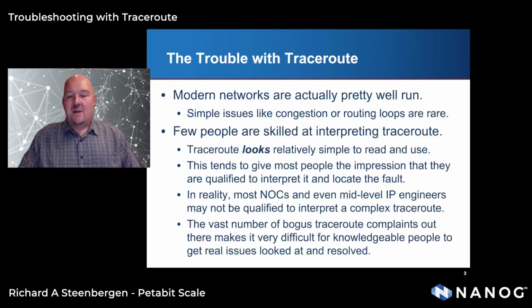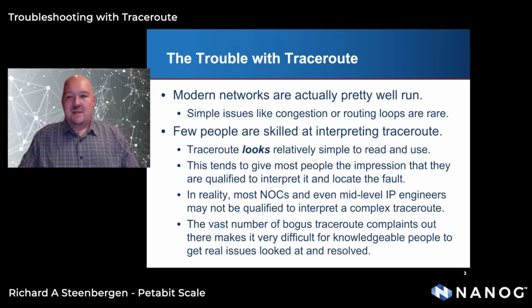Well, why is that? Modern networks are actually pretty well run. So the simple issues, routing loops, congestion, things that we used to see a lot in the past that were really easy to diagnose, those are pretty rare these days. So there's really few people that are skilled at interpreting Traceroute out there. And I know it looks really simple and easy to use, and it tends to give most people the impression that they're qualified to interpret it and locate the fault. But in reality, most NOCs, and in my experience, even most junior to mid-level IP engineers, aren't actually qualified to interpret a complex traceroute. It's a very, very difficult thing. It's a lot of subtle things that you have to know about to do it right.